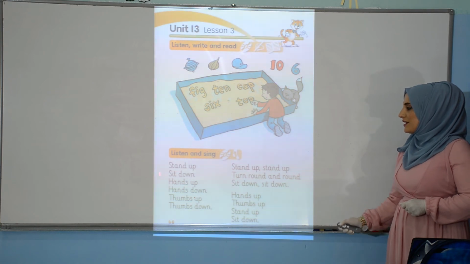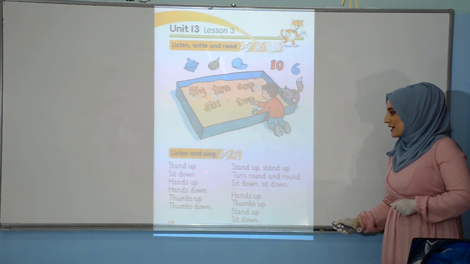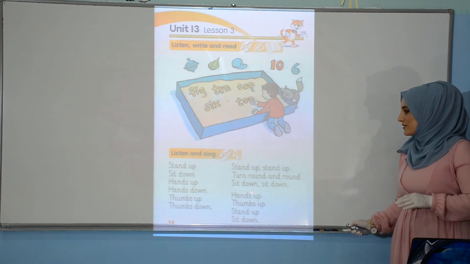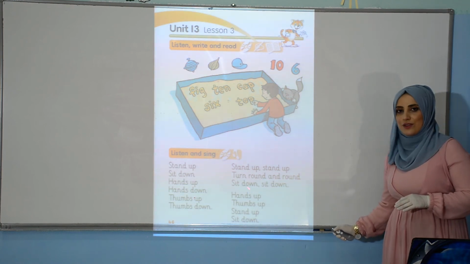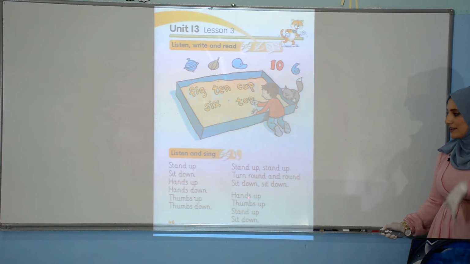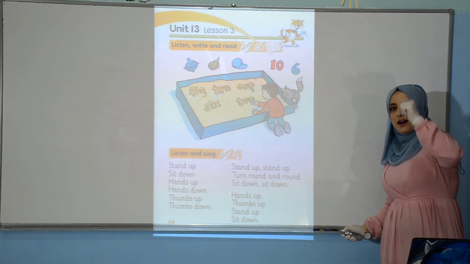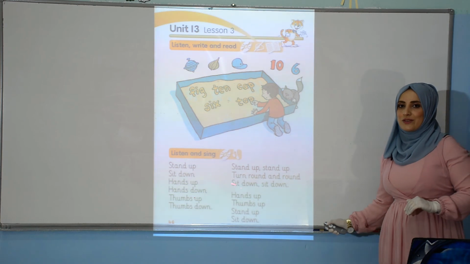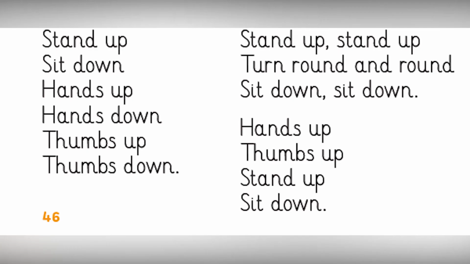Okay students, now we have listen and sing. Let us listen to the songs and please do the songs, okay? Do the actions with the song, okay? Can you do that? Stand up or sit down, okay? Hand is up, hand is down, and also thumb up, thumb down, okay? Please listen and enjoy that lesson. Students' Book, Unit 13, Lesson 3. Listen and sing.